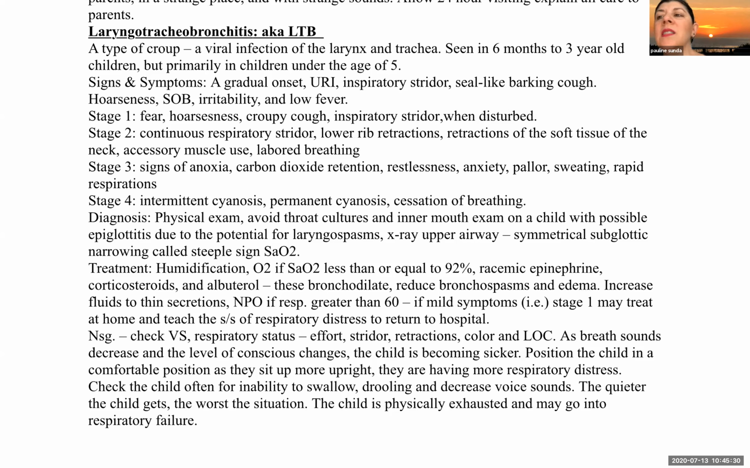They may be restless, anxious, pale, sweating with rapid respirations. Stage 4 is intermittent cyanosis, permanent cyanosis, and cessation of breathing.